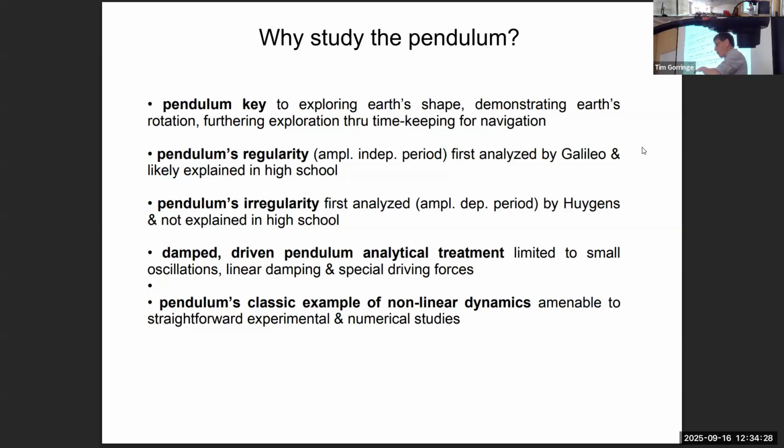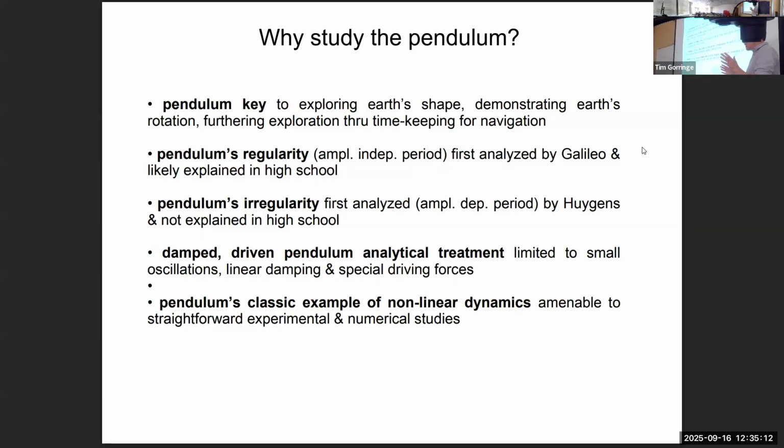The work on the pendulum's regularity, that the period is independent of the amplitude, was first done, as you know, by Galileo, and we get taught that in high school. The realization that the pendulum's motion doesn't have a regular, constant period for large amplitude oscillations, so that's the irregularity of the pendulum, was work first done by Huygens, and we don't hear about that in high school. So we'll look at both those cases.